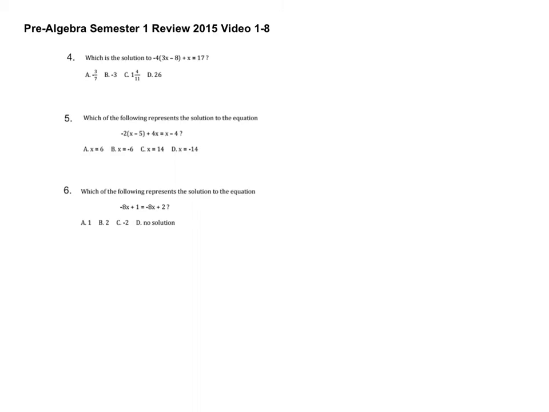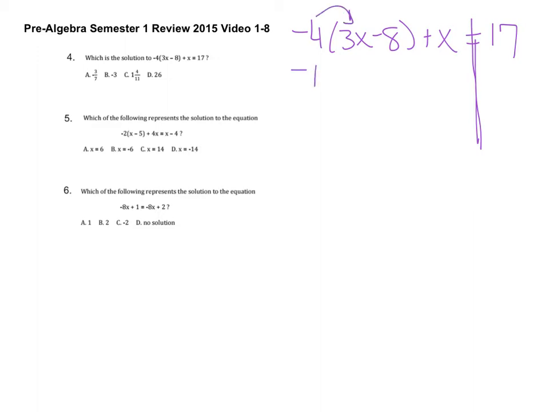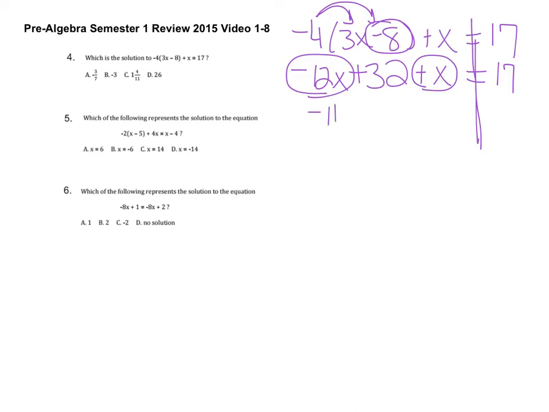Number 4 says, what is the solution to negative 4 times 3x minus 8 plus x equals 17? Find that equal sign. These variables are on the same side. So the first thing we're going to do is distribute. Negative 4 times 3x is negative 12x. Negative 4 times negative 8 is plus 32 plus x equals 17. After you distribute, you look on each side of the equal sign and see if you can combine anything. Negative 12x plus x is negative 11x plus 32 equals 17. Now it's a two-step equation.